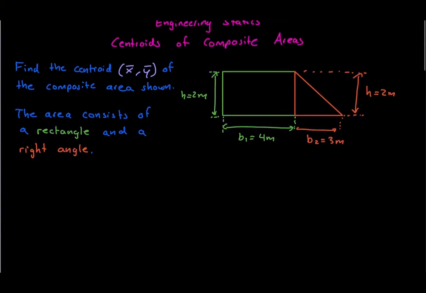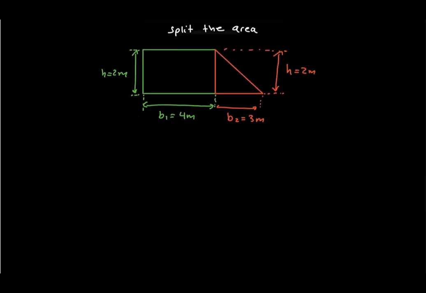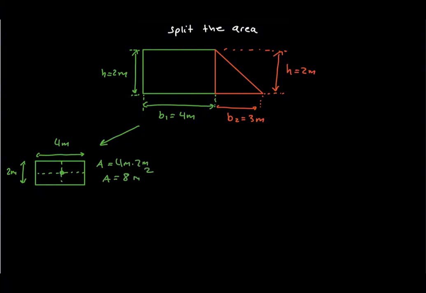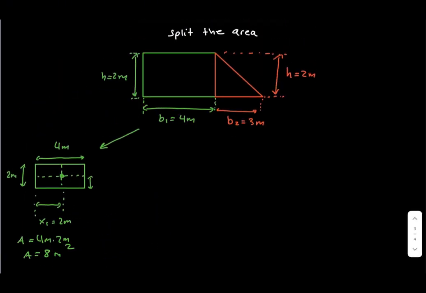The main idea is surprisingly simple. We split the complete area into shapes whose individual centroids we already know. First, consider the rectangle. Its area is 4 times 2, which gives 8 square meters. The centroid of a rectangle lies exactly at its center. Therefore, its horizontal coordinate is 2 meters and its vertical coordinate is 1 meter.